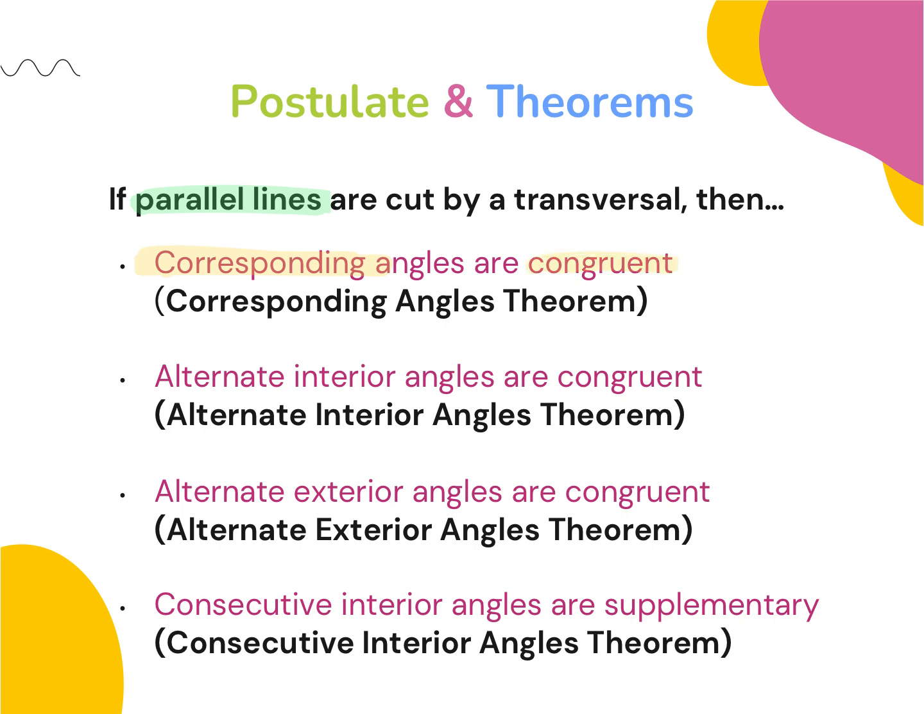Corresponding angles are congruent. That's the corresponding angles theorem. Alternate interior angles are congruent. That's the alternate interior angles theorem. Alternate exterior angles are congruent. That is the alternate exterior angles theorem. And the last one is not congruent. The last one is consecutive interior angles are supplementary. So you have to understand which ones are going to be congruent and which ones are going to be supplementary.